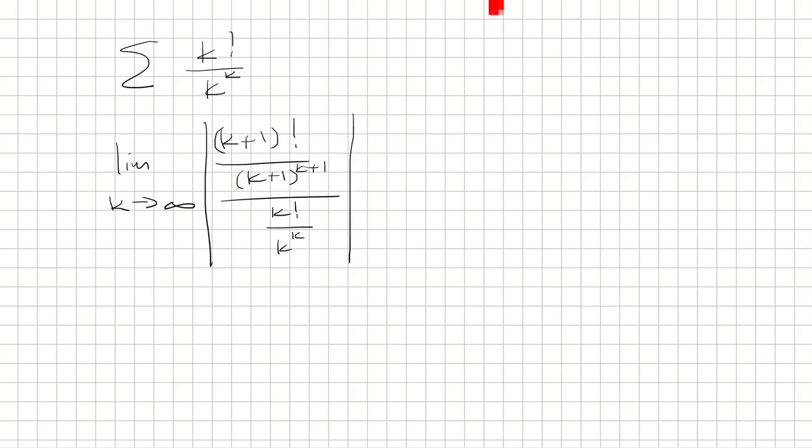Now the first fraction will have the numerator of both of the fractions, one on top of the other. And really the absolute value here is not needed because these are all going to be positive. So it's k plus 1 factorial over k factorial times the denominators, so it'll be k to the k over k plus 1 raised to the k plus 1.